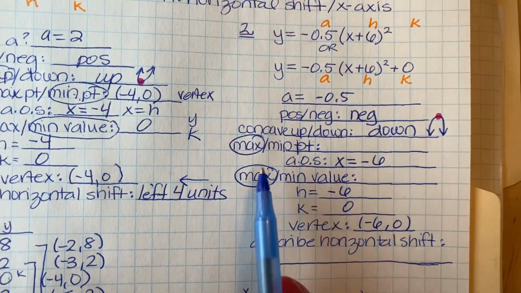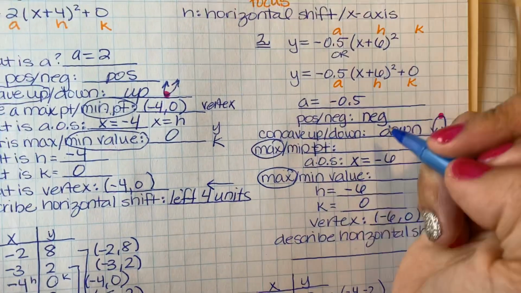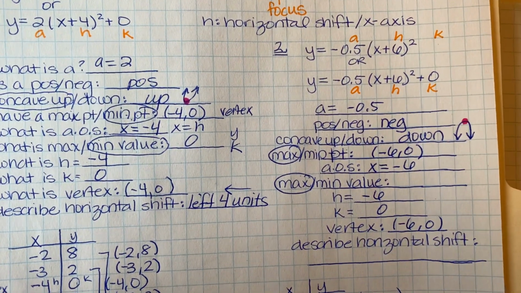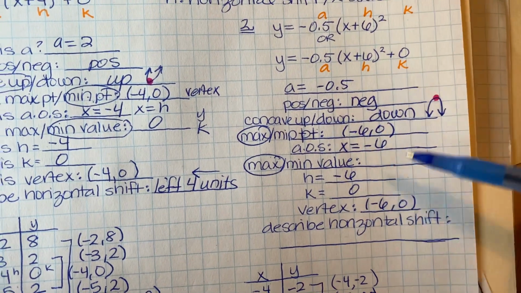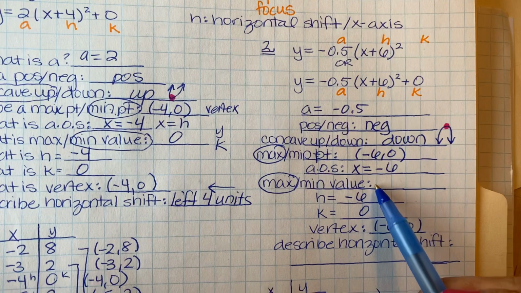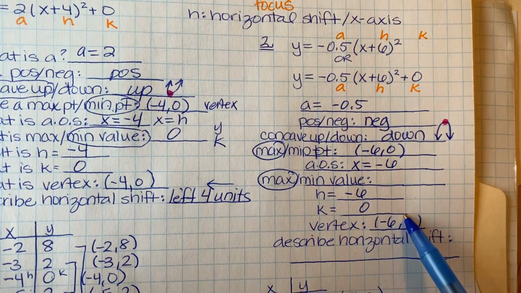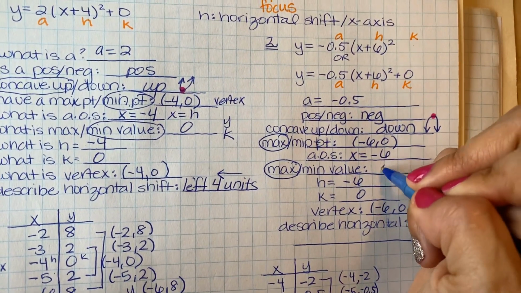Okay, your maximum point is the vertex point. That's the same as the vertex, -6, 0. So you're going to have two answers that are the same. Now your minimum value is the y value of your minimum point, or the y value of your vertex. So it is just 0.